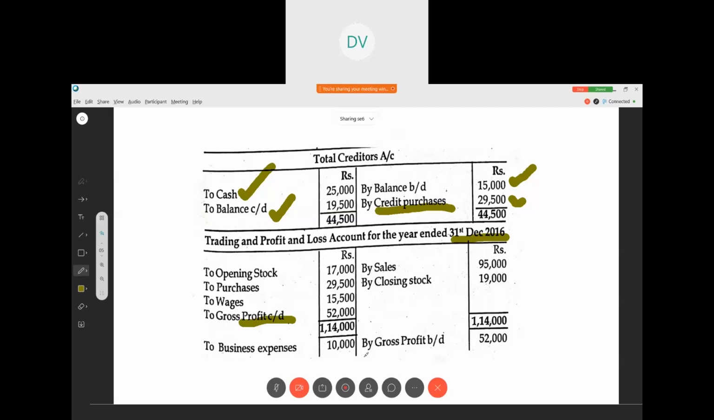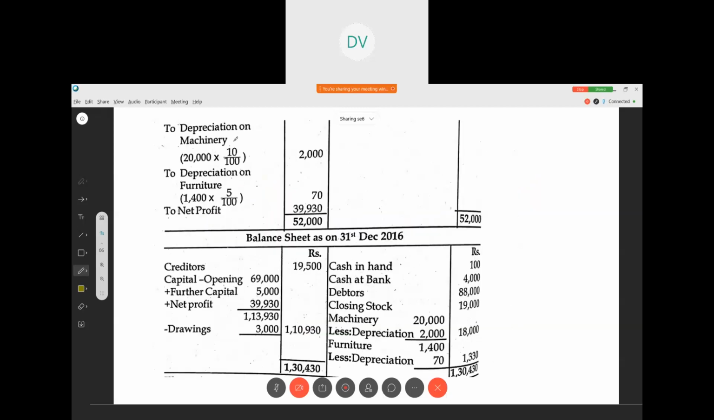Gross profit brought down. Then in the cash book there is business expenses, right? Cash book they made the payment. So business expenses here. Then I told you depreciation. So machinery value 10%, furniture 5%. So you have to add both the sides and the balancing figure will be the net profit.